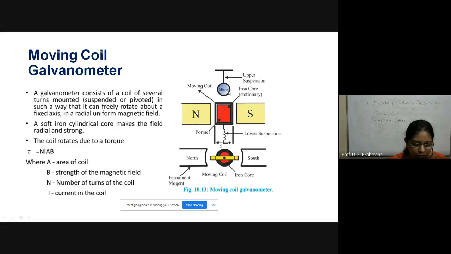Because of the radial field, it rotates due to torque, and the pointer shows some angle as the coil gets twisted. Now this is the deflecting torque. So we are going to equate it with the restoring torque, and then we get the angle. That angle actually gives the current, how much current flows.